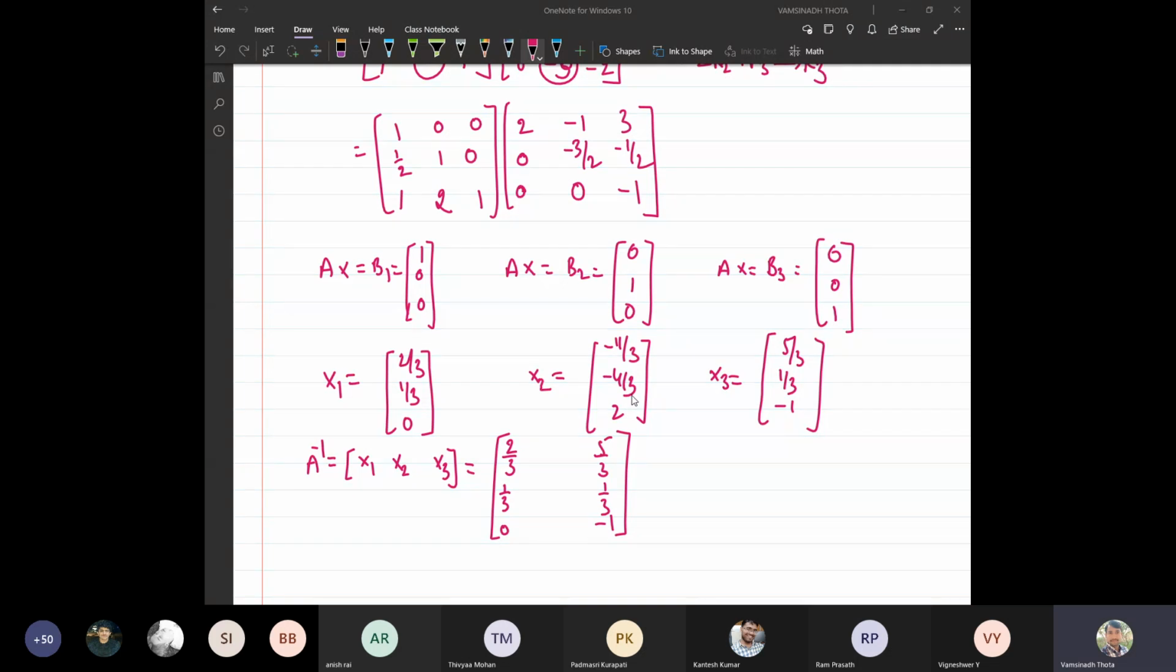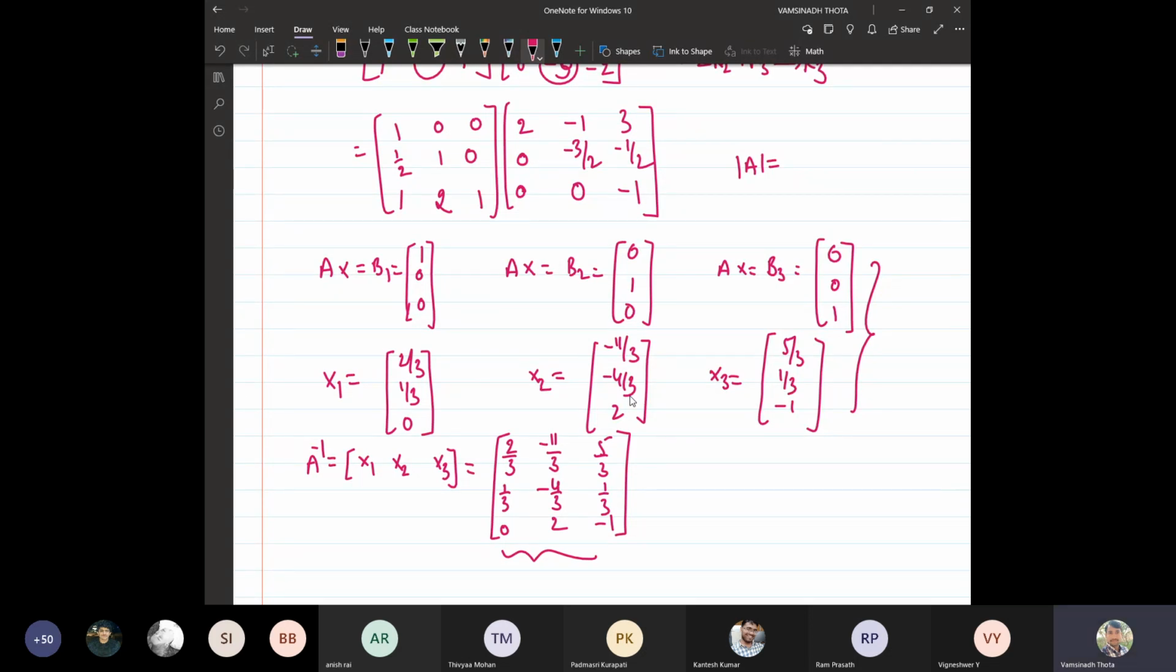Okay. So now once we have evaluated these three systems, we can directly write the A inverse, with x1 in the first column, x2 in the second column, x3 in the third column. Okay. So this is the A inverse. But before going to this one, now after evaluating the LU decomposition, can anyone say what is the determinant of A?